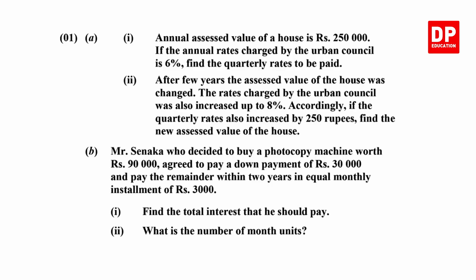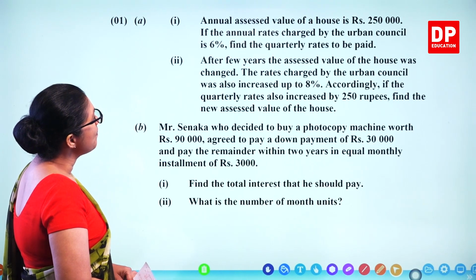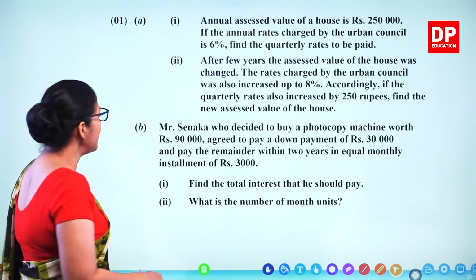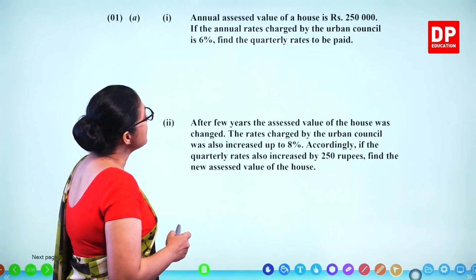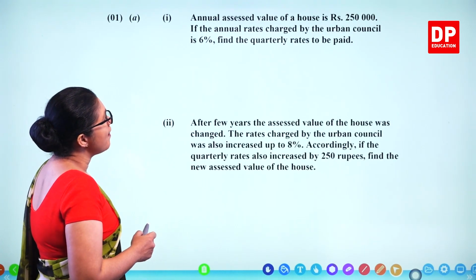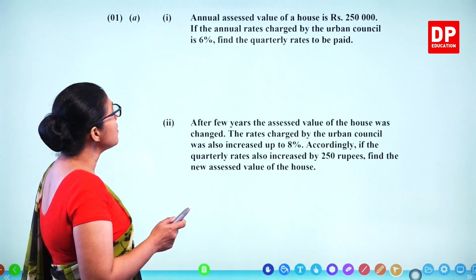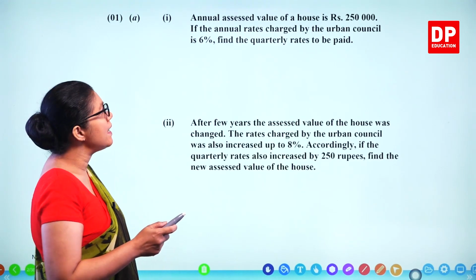So let's do paper 2. Let's take question number 1 in paper 2. This is about quarterly rates and percentage values, so we'll do that separately. The annual assessed value of a house is 250,000 rupees. If the annual rates charged by the urban council is 6%, find the quarterly rates to be paid.